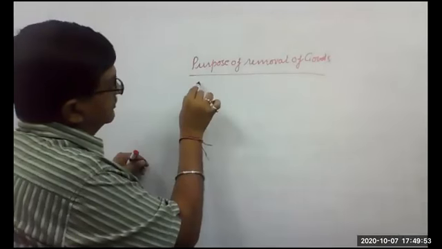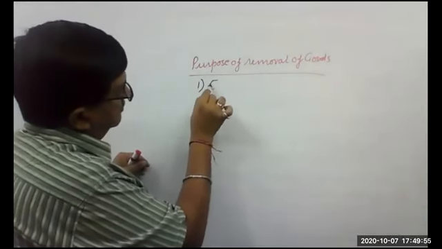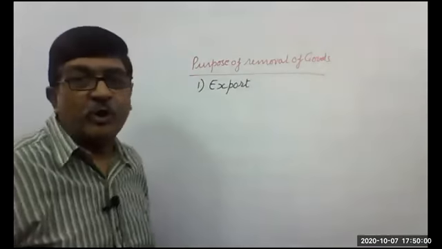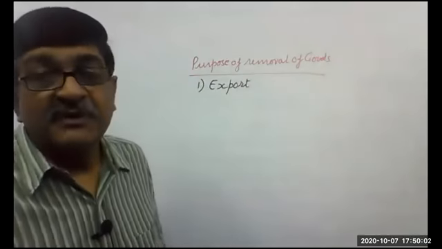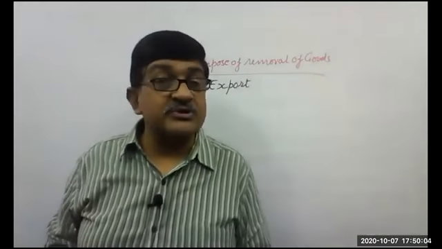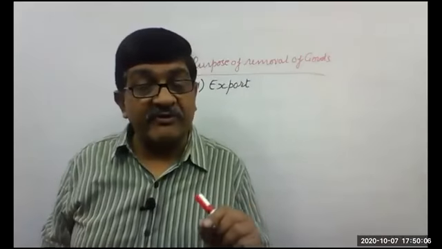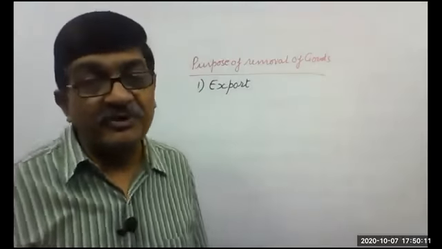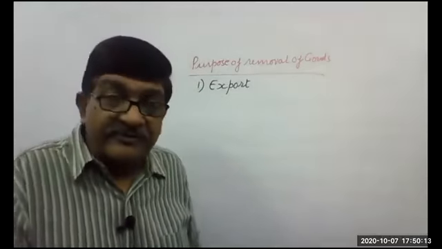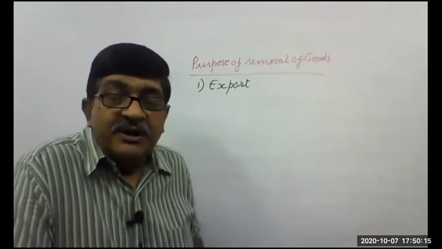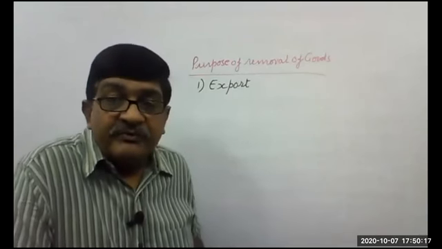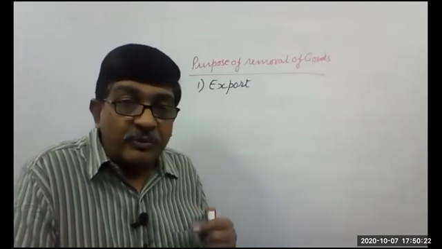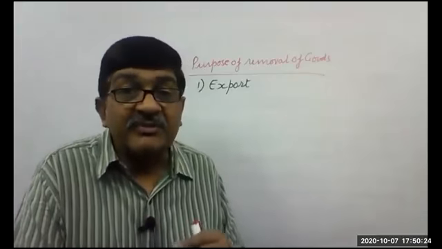Purpose number 1, export. Without permission of the officer, goods cannot be loaded on the vessel or aircraft for being exported. That's why the bill of shipping is filed, bill of export is filed. Right? So the bill of export is not the permission whether goods can be exported or not. There is a permission for loading of the goods, so that it is brought on record of the government that these goods are being exported.